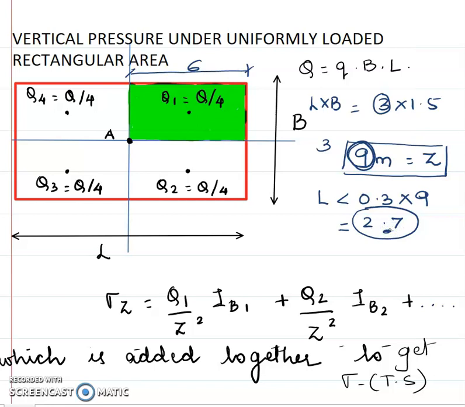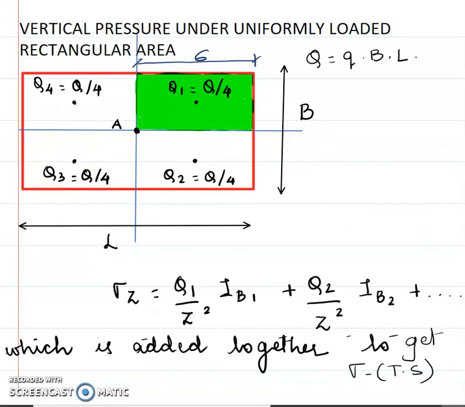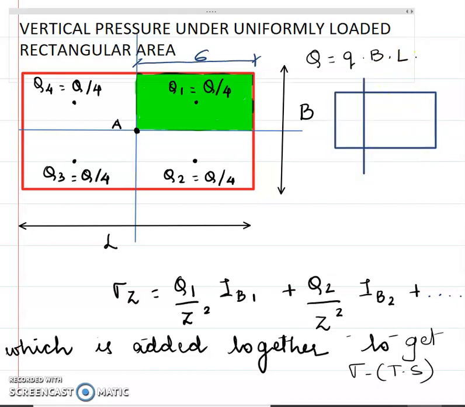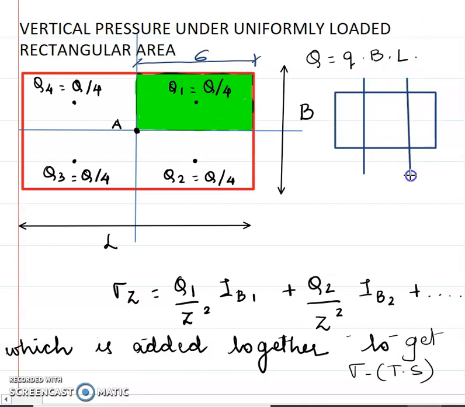If that is the case, now what do we do? So we have to divide it; instead of 4 areas, you can divide it into 6 areas. So how will this figure look like? This will look like this. Okay. So you have 6 areas. And then you find out the effect of each of these areas onto this point at the center, that is A.